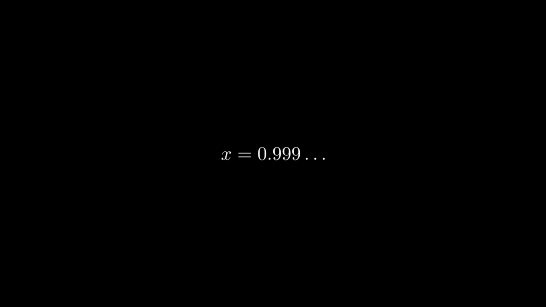Let x be 0.999 till infinite. Now multiply 10 on both sides, it becomes 10x on the right-hand side and 9.999 till infinite on the left-hand side. After that, subtract x from both sides, which gives us 9x on the left side and 9 on the right-hand side.